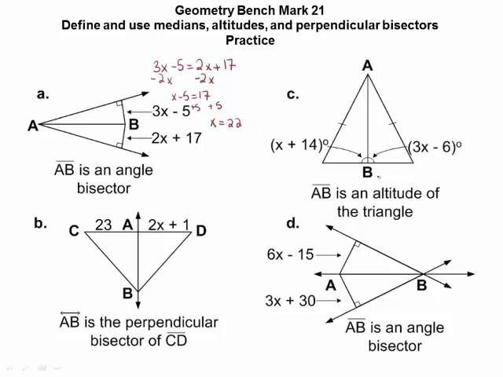Okay. Here I have an altitude. I can solve this either by setting those equal, but it's an altitude, so that tells me 90 degrees. So I can pick either one of these. Which one do you want to use? Okay, x plus 14 is equal to 90. X is equal to 90 minus 14, so 76.